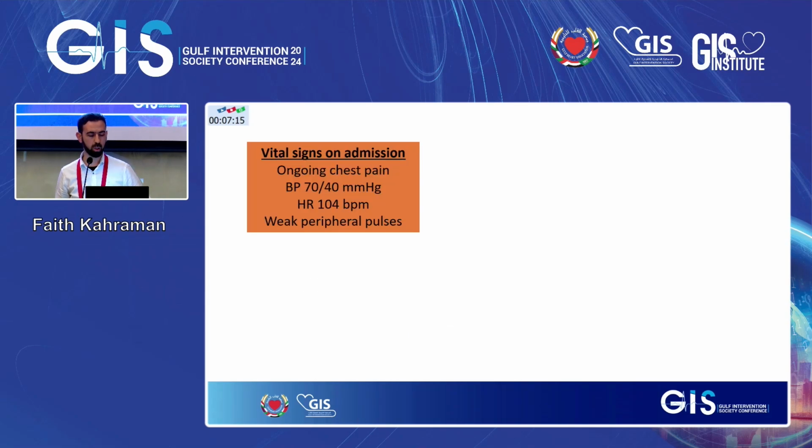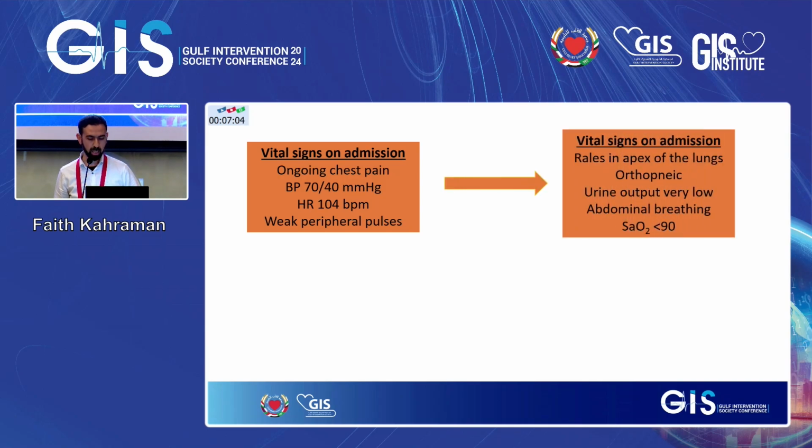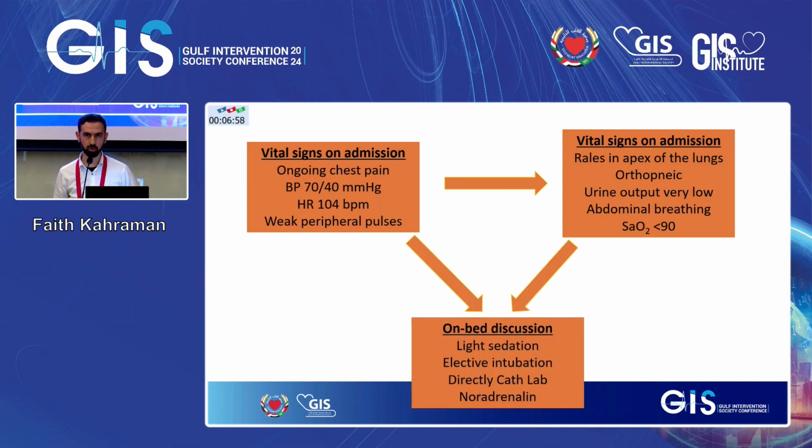On admission to our CCU, he had severe chest pain and his blood pressure was very low, 70/40. His heart rate was 100 BPM, with weak peripheral pulses and rales in the apex of the lung. He was very orthopneic and urine output was very low. He was in cardiogenic shock, as you see.